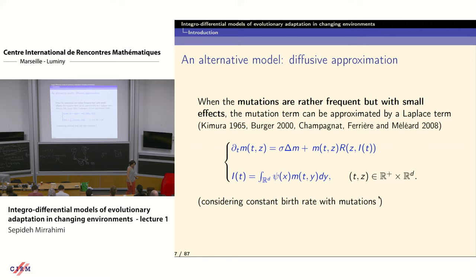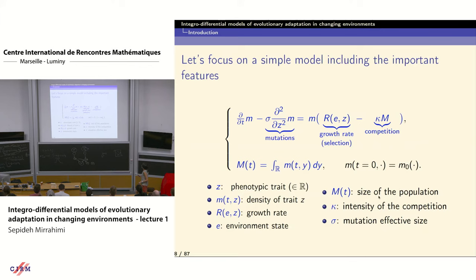For the rest of my lectures, I will concentrate on a very simple model, actually the simplest model among what I showed here, which is this one, where I take a diffusion term for the mutations, and I take a logistic growth rate, okay? The only thing that I include is that now I have an environment state, which is called E, and my growth rate will depend on E. So this is the main equation that we will be studying.